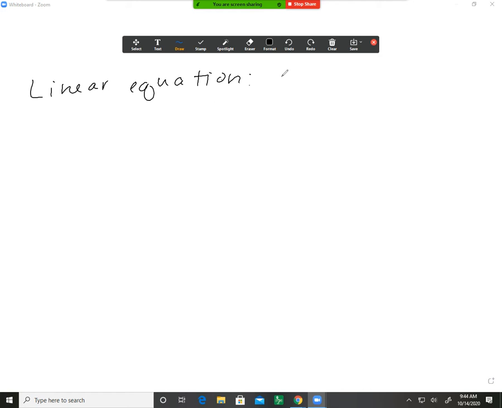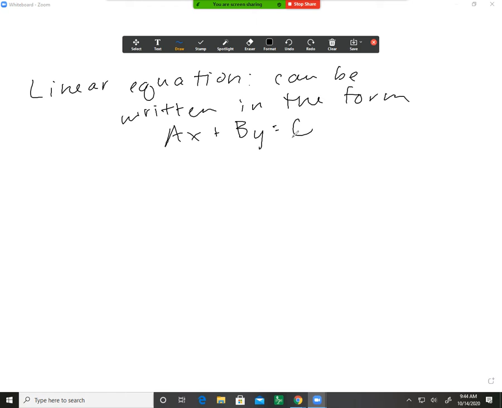Okay, so a linear equation can be written in the form ax plus by equals c. Sorry, my writing's going to be sloppy. You guys remember that? Remember what this form is called? Mr. Turpin talked about this. What is this form called? Standard form. All right.